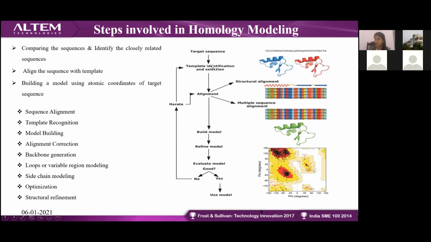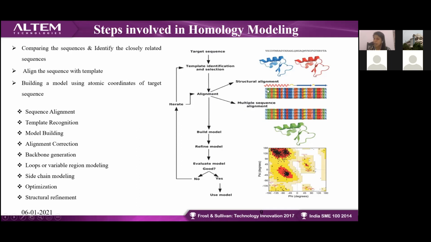So you have to check your SARS or MIS sequence, and once you have checked your sequence, you have found one template identification. Once you have identified this particular template sequence, then you go for alignment. Alignment is nothing but you will be having similar sequences, and this alignment can be based on structural alignment as well as multiple sequence alignment.